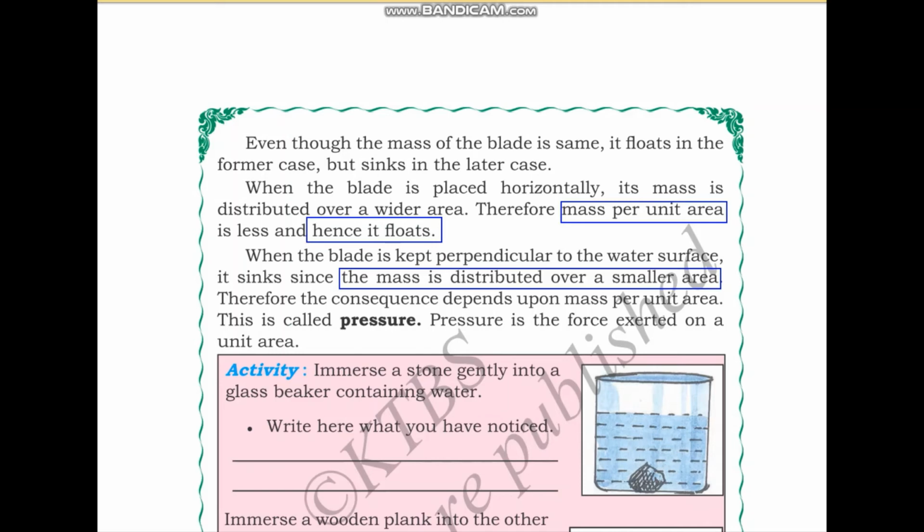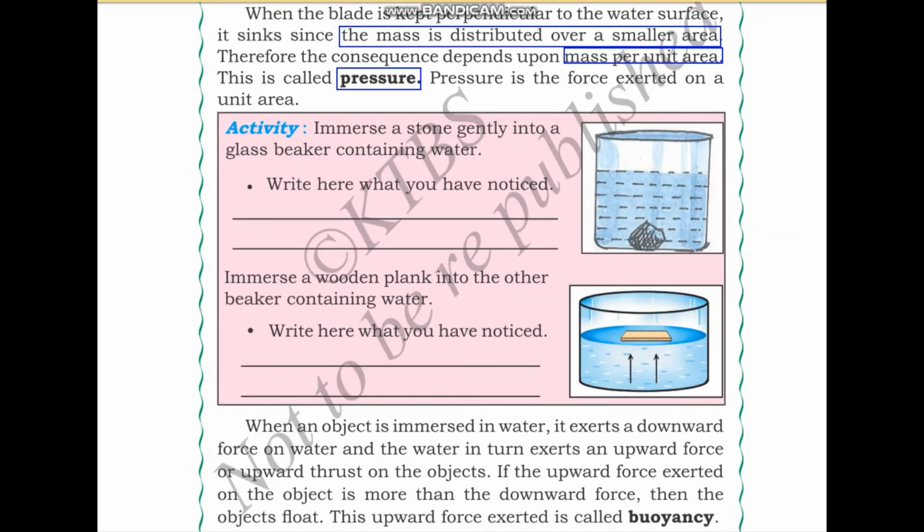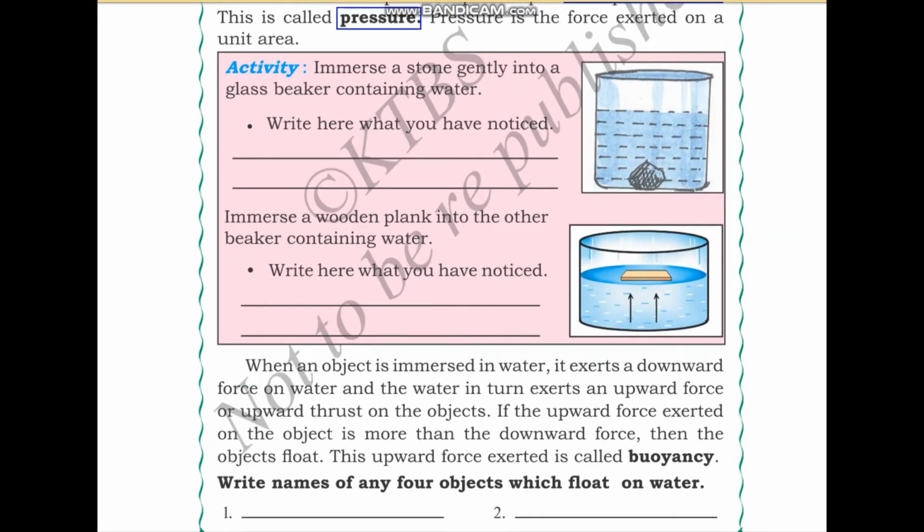Therefore, the consequence depends upon mass per unit area. Consequence is the result. Does it float or does it sink? That depends upon the mass per unit area. This mass per unit area is called pressure. Pressure is exerted on a unit area. Let us understand this more using another experiment.